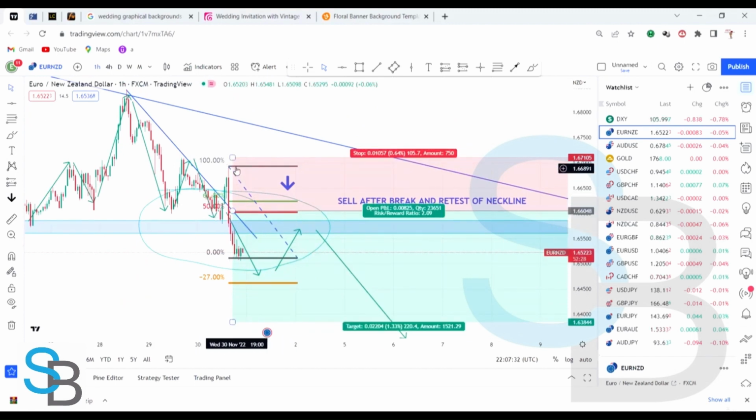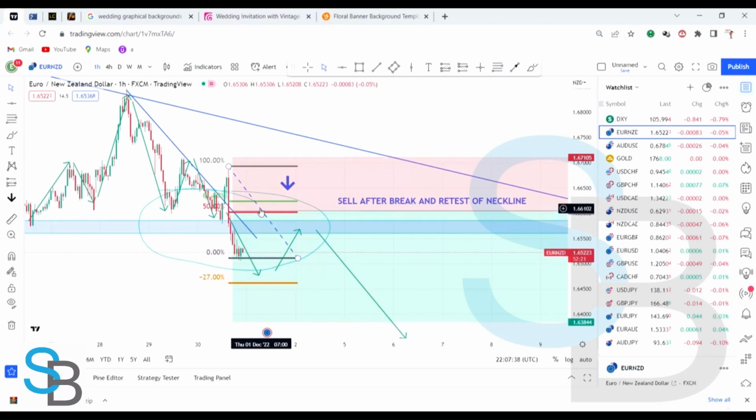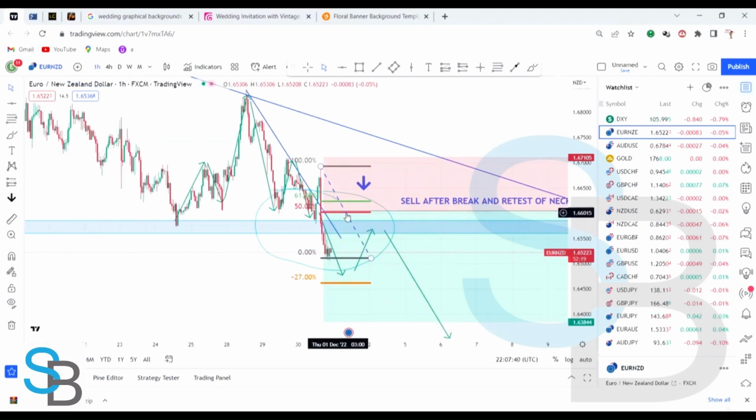So I'm estimating that it's going to retrace to this point, and then we're going to sell here. I'm not going to buy at this point. I want to be careful this time. I just want to sell here.